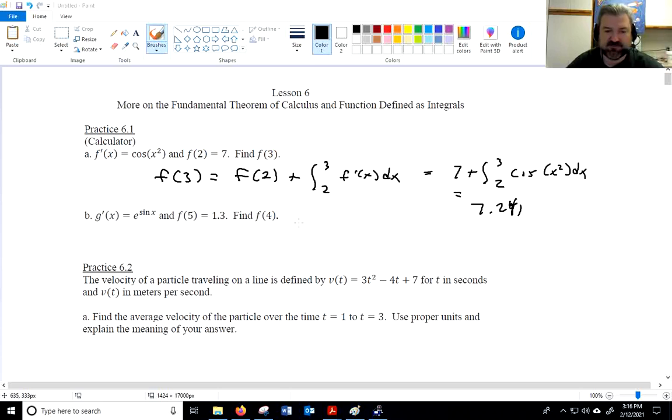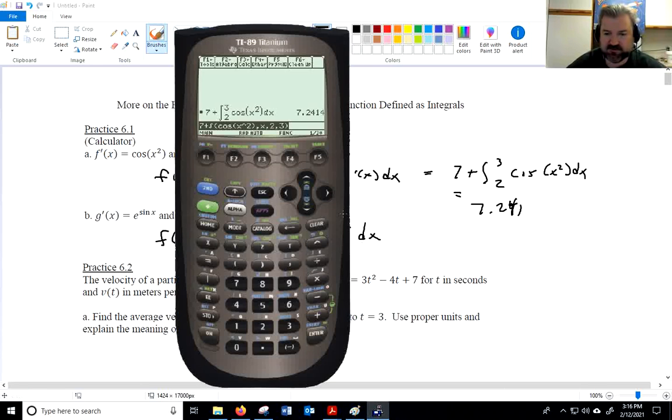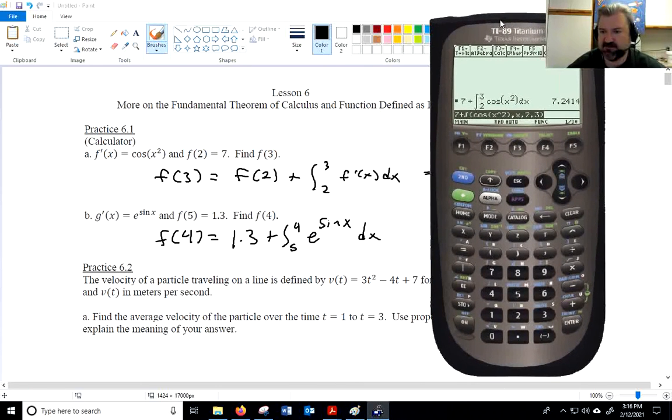We have f of 5. We're not trying to find f of 5, we're trying to find f of 4. F of 4 is equal to f of 5, which is 1.3, plus the integral from 5 to 4 of e to the sine x dx. And I'm okay with that being backwards, because we're moving backwards here. Don't forget your dx. That's very important. We want our work to be accurate.